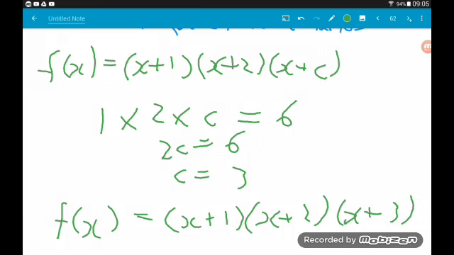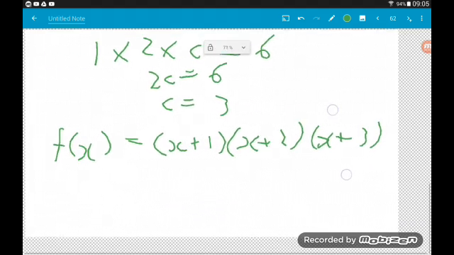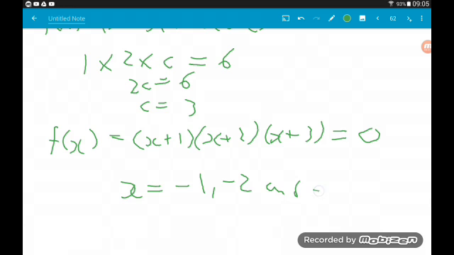So that's part A done. Part B wanted us to solve f of x equal to 0. So if we set that equal to 0, just like with quadratics, we get our solutions by solving each separate bracket equal to 0. So x is minus 1, minus 2, and minus 3. Jobs again.